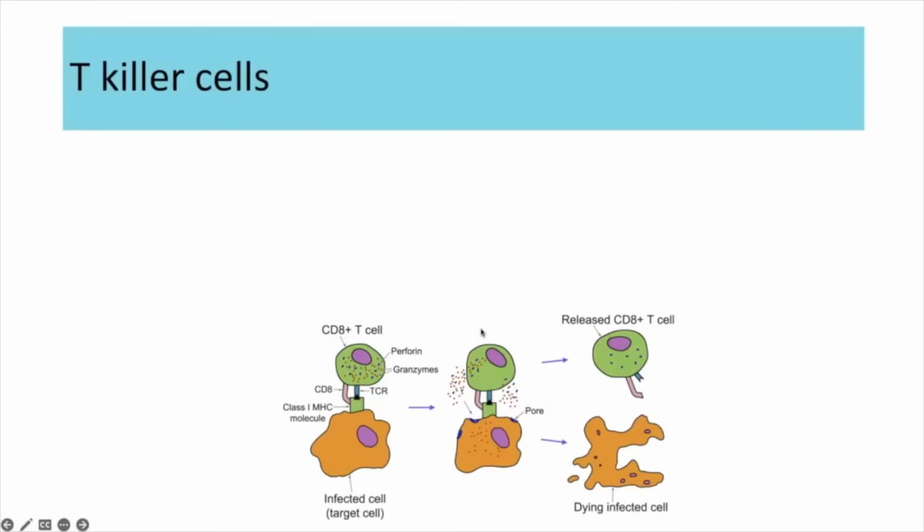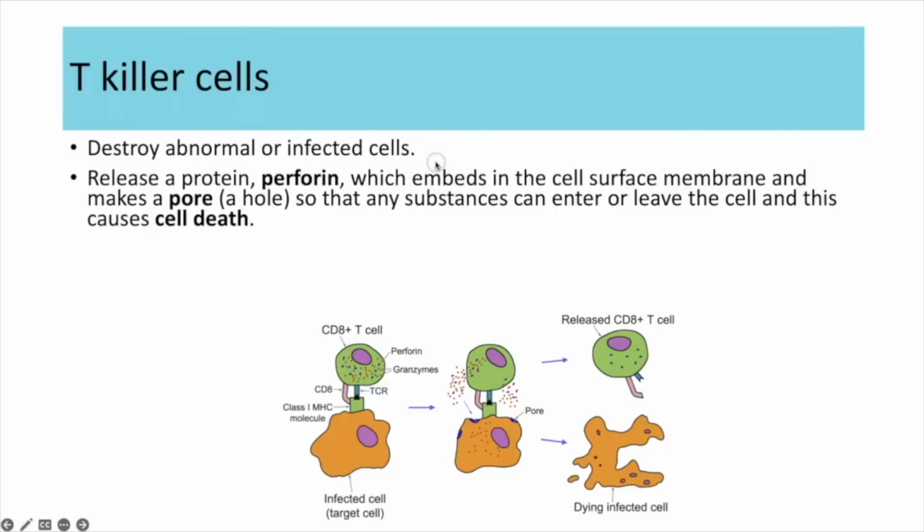So a bit more detail then on the T killer cells, because as the name suggests, these are the T cells that can destroy abnormal or infected cells that have those antigens on their surface. The way they do this is releasing a protein called perforin, and this protein embeds in the cell surface membrane and makes a pore. That's what we can see here, lots of these pores being created by the protein embedding into the cell surface membrane.